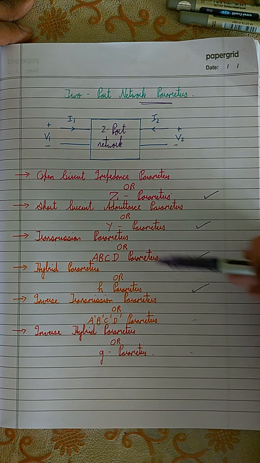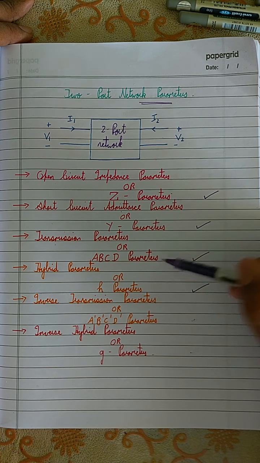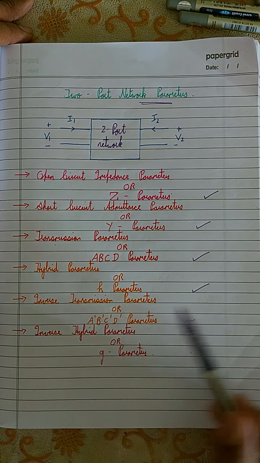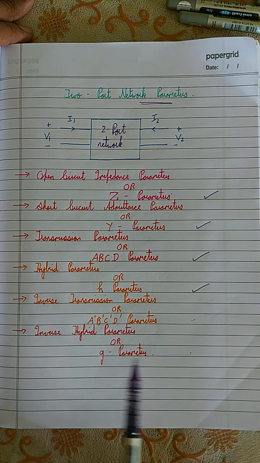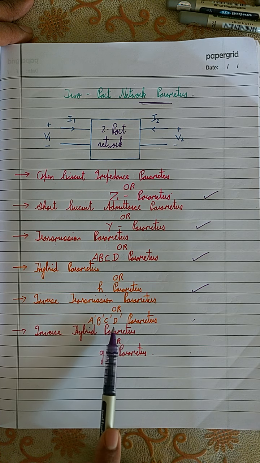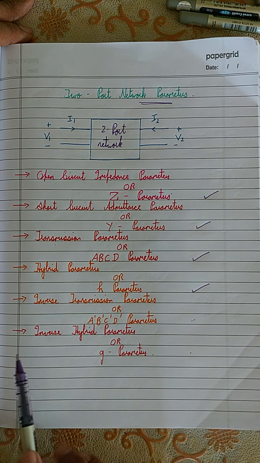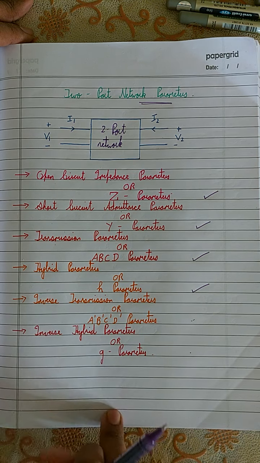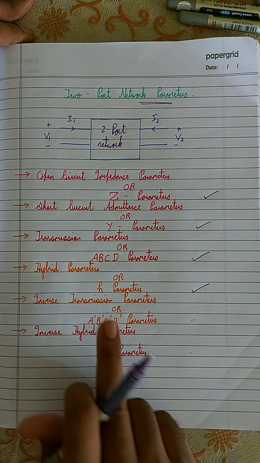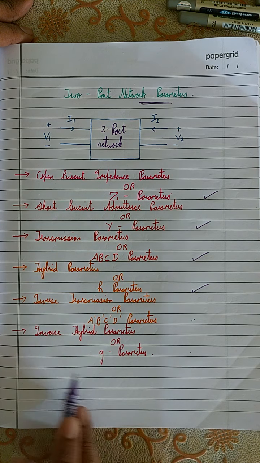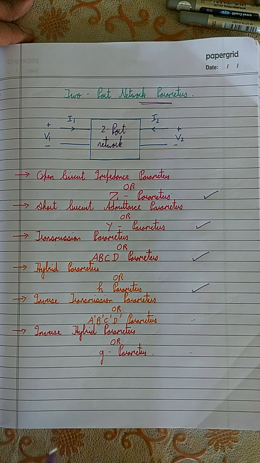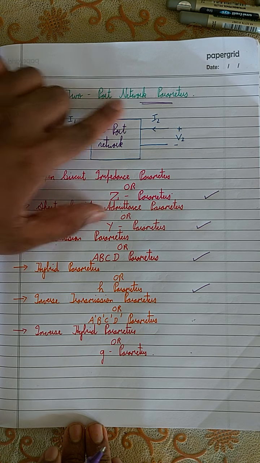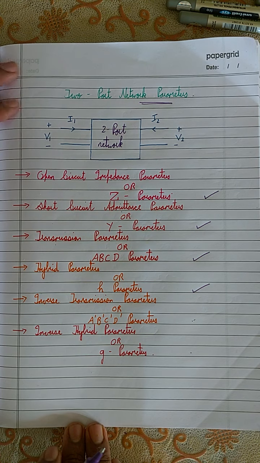Then you have the transmission parameters, also called the ABCD parameters. Then you have the hybrid parameters, also called the h parameters, small letter h. Then you have the inverse transmission parameters, also called the A dash, B dash, C dash, D dash parameters. And then you have the inverse hybrid parameters, also called the g parameters, or also the H dash parameters. Just like how you say A dash, B dash, C dash over here, we call the inverse hybrid parameters H dash parameters. So these are the various parameters that you can use to express each of these variables in terms of equations.